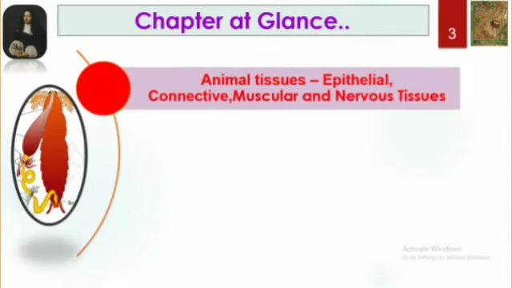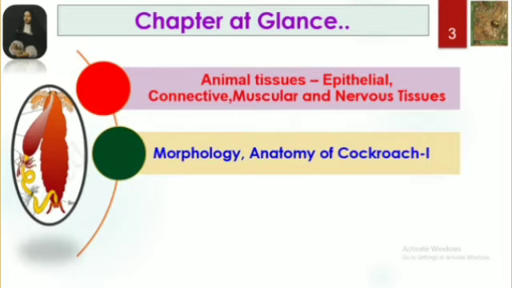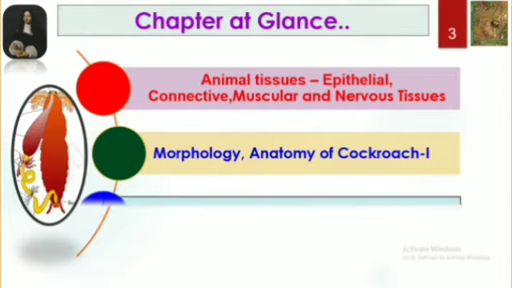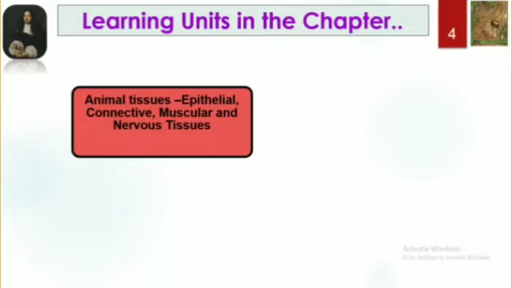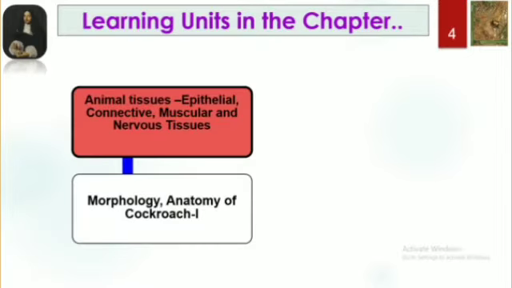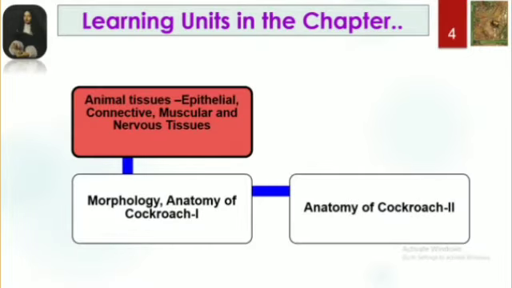Let us see the units in which the chapter is divided. The first part deals with animal tissues and their types, mainly epithelial, connective, muscular and nervous tissues. The second part deals with morphology and anatomy of cockroach, part 1. And the third part talks about anatomy of cockroach, part 2. As far as the learning units are concerned, we are at the first step of this chapter, animal tissue: epithelial, connective, muscular and nervous tissue.